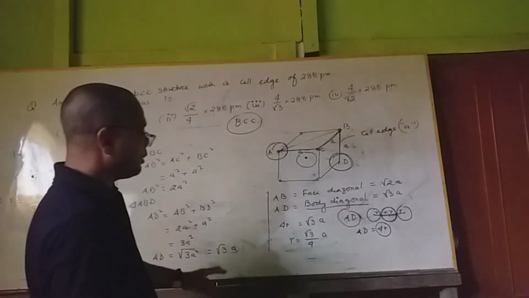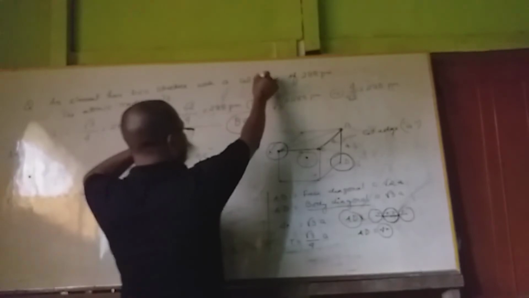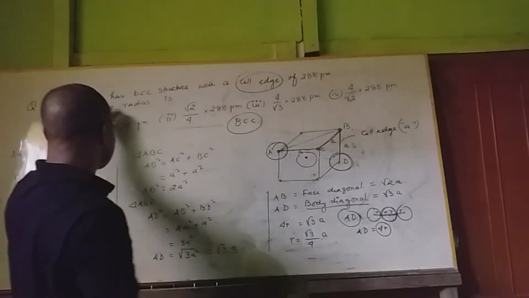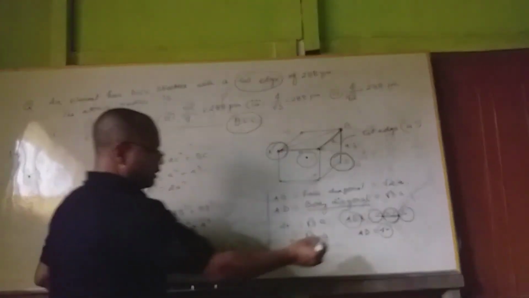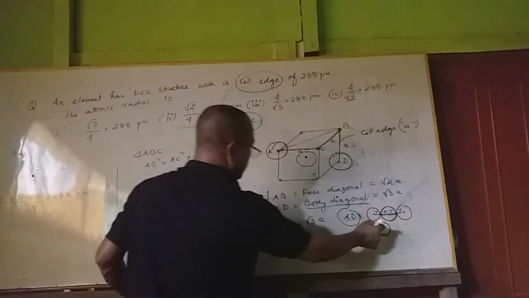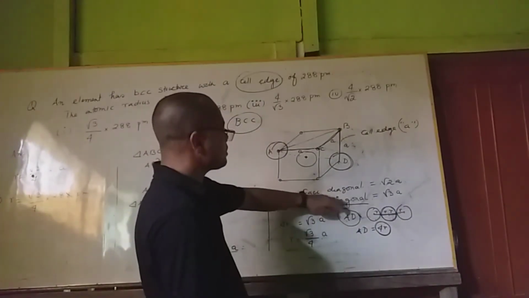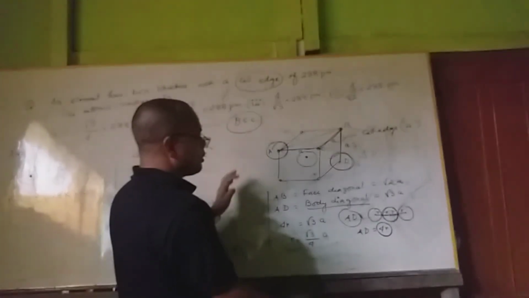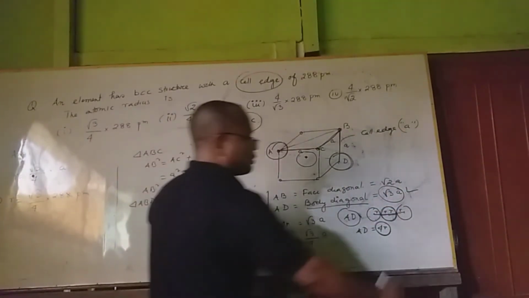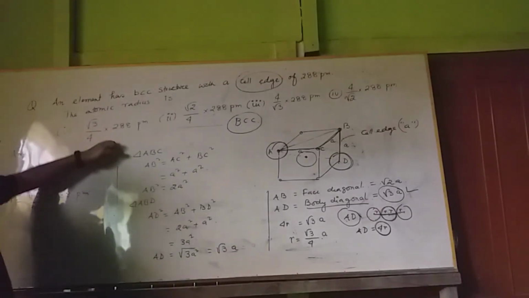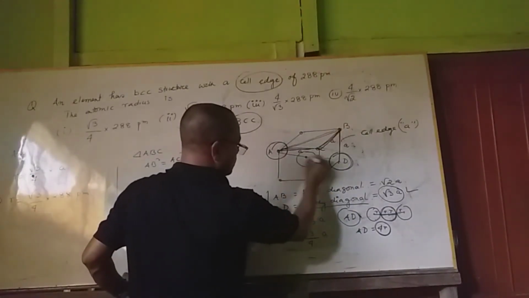Now the question asks for the cell edge and the radius of the atom. So let me find the radius. See here, the body diagonal is 4r. Now where is the edge length? For the body diagonal, what is it in terms of the edge? That is root 3 A. How could we find this root 3 A? Let me show you. Here we have 2 triangles, one here, another here.